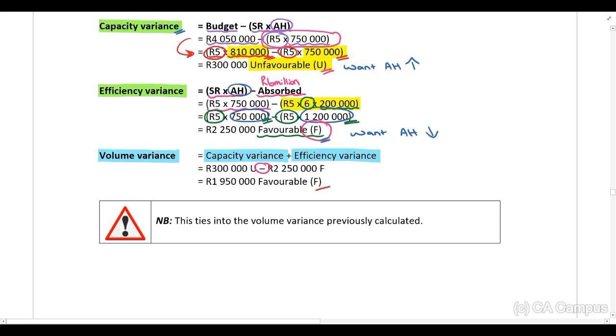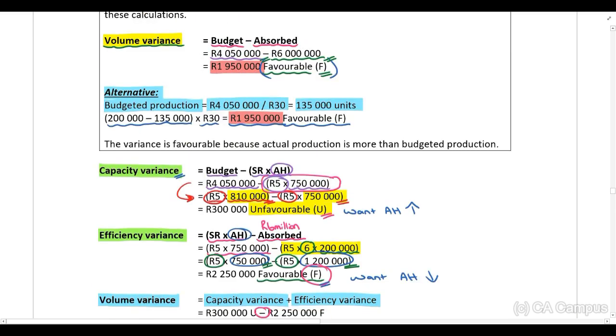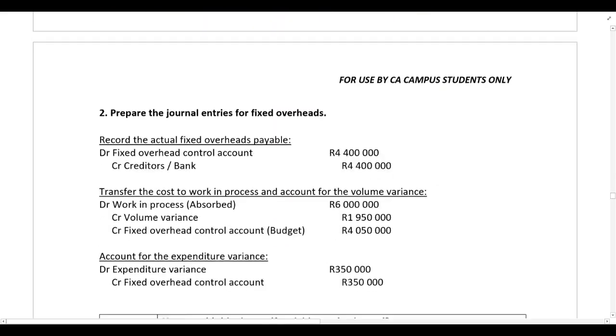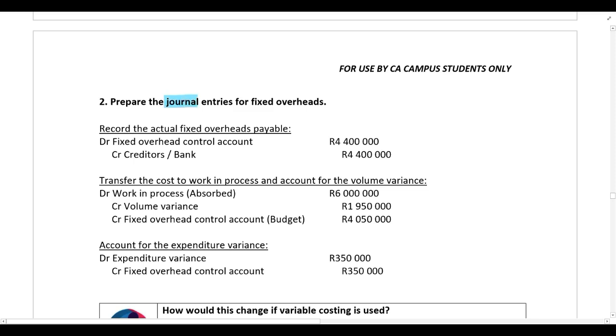All right, and you'll see this ties in to the volume variance that we calculated above. So that's part one. We calculated the fixed overhead variances in as much detail as possible. Now we need to prepare the journal entries for fixed overheads. So first we need to record the actual fixed overhead that's payable. So we are dealing with the actual cost over here. You debit the fixed overhead control account and you credit creditors or bank with the actual cost.